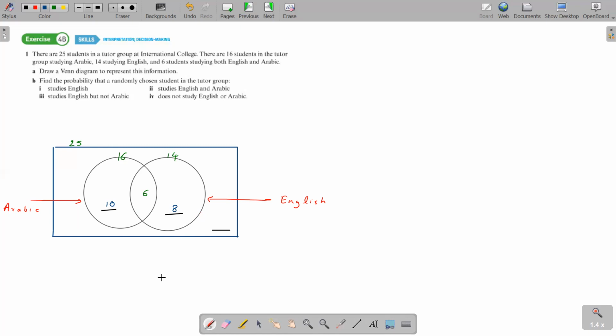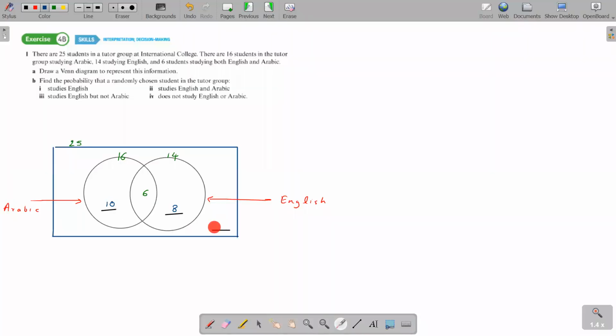Okay. Also, I need you to find the number of people who do not study either subject. So, outside of the two circles, you will find the number of students who don't study Arabic and who don't study English. Basically, the remaining students. So, can we find the number of people in that region?